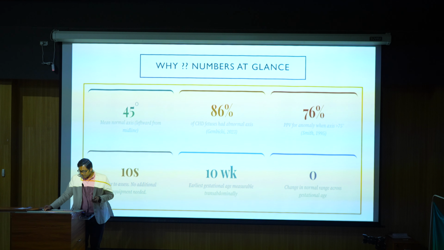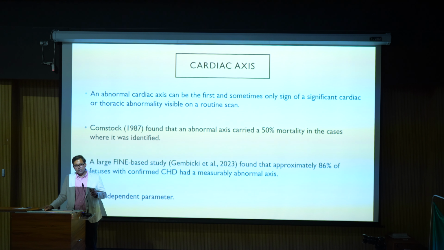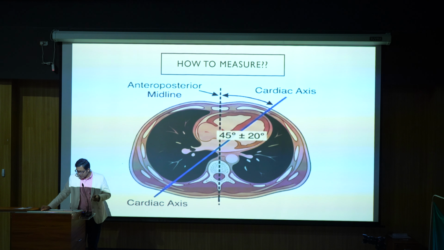So cardiac axis, again, it's one of the most neglected but one of the most important, easily available, easily assessed biometry parameters, where the abnormal cardiac axis can be the first and sometimes the only sign of a significant cardiac or thoracic abnormality which can be seen on a routine scan. There are various studies which have mentioned how the cardiac axis can be the first clue to the underlying cardiac abnormality. And just skip through it.